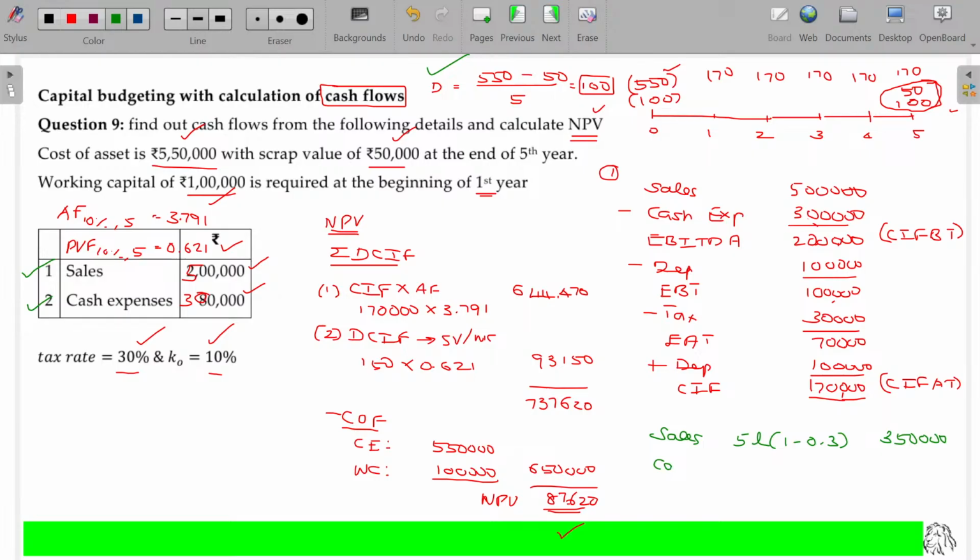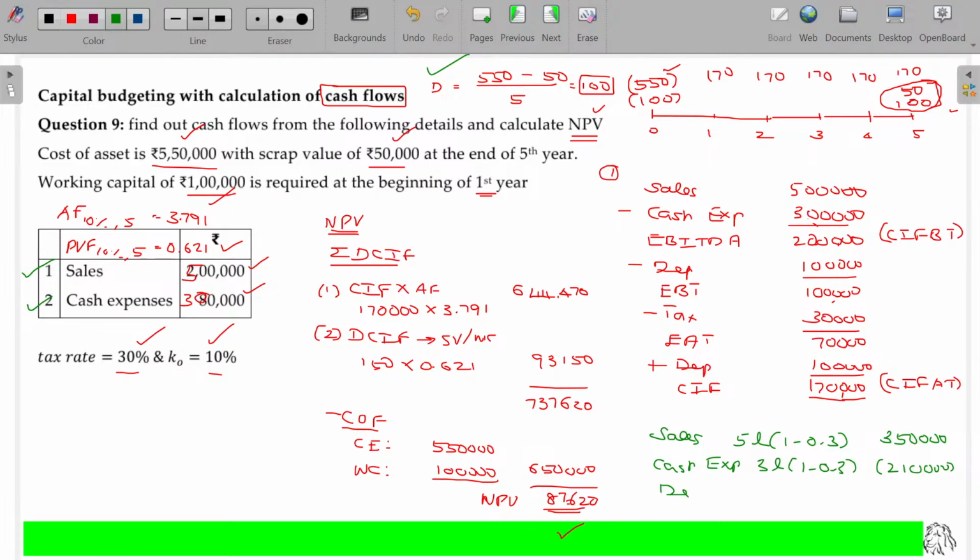In case of cash expenses, 3 lakhs into 1 minus T is the net cash expenses. 2,10,000 is the cash expenses. Am I right? 2,10,000 is the cash expenses.